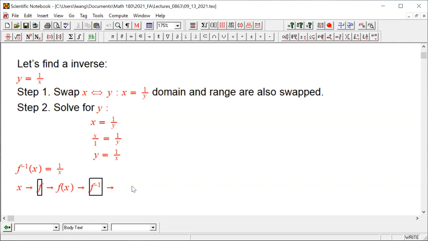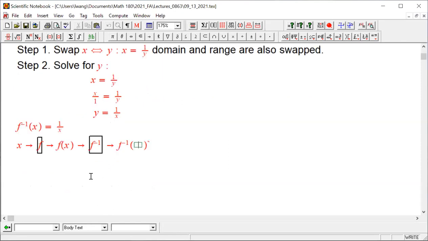And it produces an output, and the input is f of x. What should this be equal to? This is going to equal x. You look at this machine, right? Now we have two machines. These two machines are inverse to each other, okay?